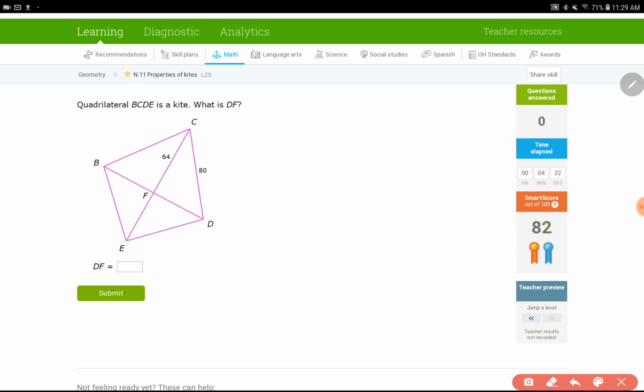Quadrilateral BCDE is a kite. What is DF? DF is right here. It is part of a triangle. Let me highlight that triangle first. Right here.